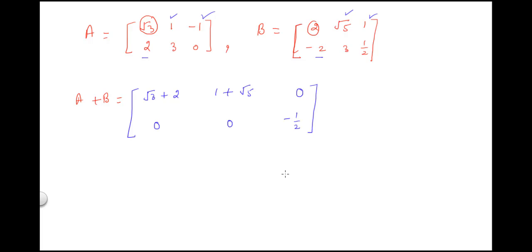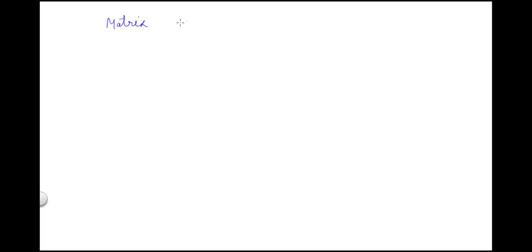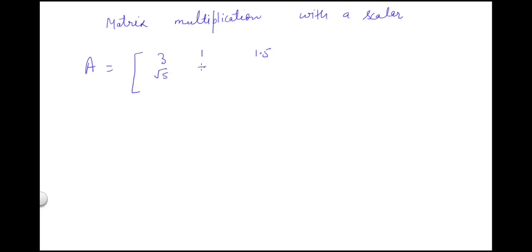Okay, so just to see now, multiplication of a matrix by a scalar. There is one more concept. Let us just start it. Matrix multiplication. Okay, we are doing the multiplication of a matrix with a scalar. With the scalar means suppose that scalar number is represented by k, it can be any real number. So suppose matrix A is given as 3, 1, 1.5, square root of 5, 7, minus 3, and then 2, 0 and 5.